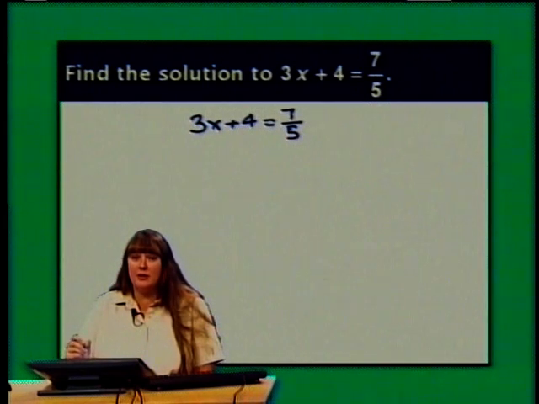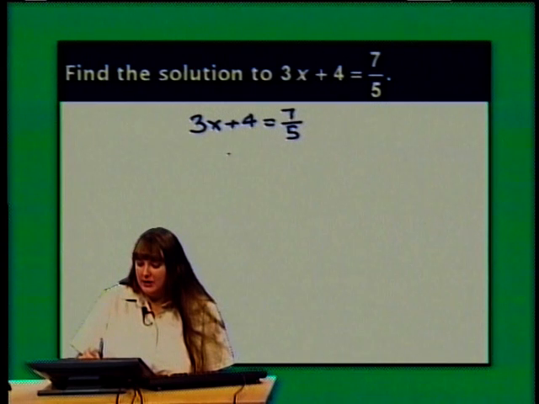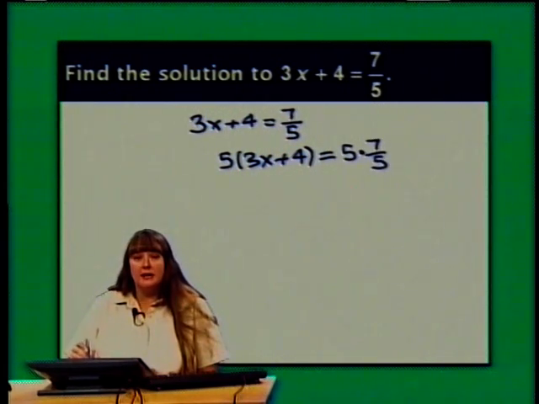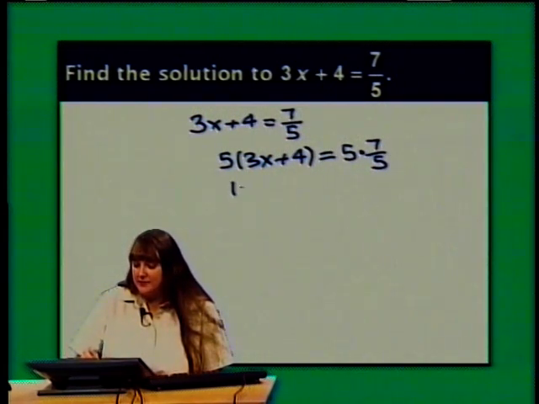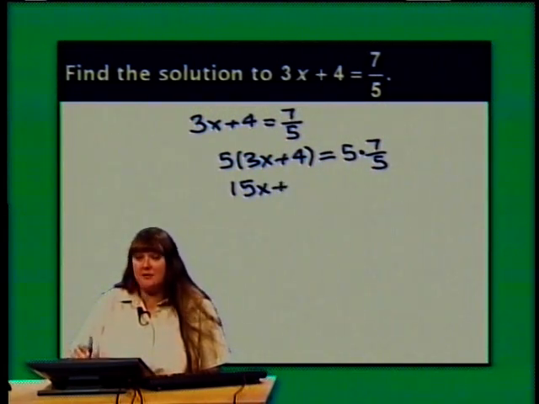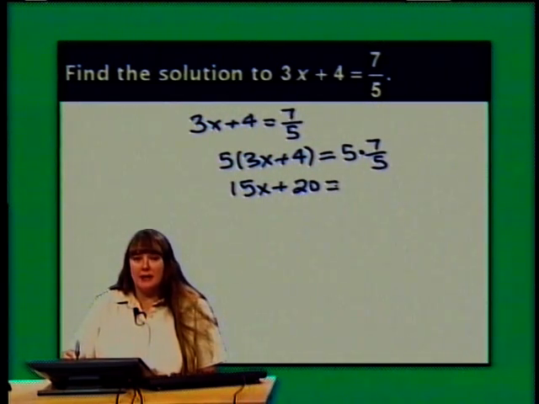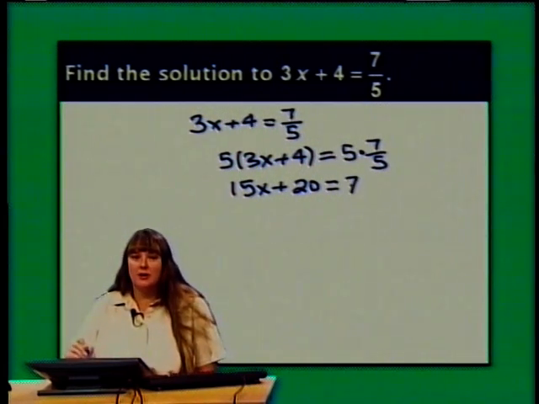The denominator is 5. I'm going to multiply both sides of this equation by 5. So 5 times the quantity, 3x plus 4, equals 5 times 7/5. I need to distribute the 5 through the parentheses on the left-hand side. 5 times 3x is 15x, plus 5 times 4 is 20. On the right-hand side, 5 divided by 5 is 1, so I'm just left with 7. The fractions are now cleared, and I can go ahead and solve the equation.